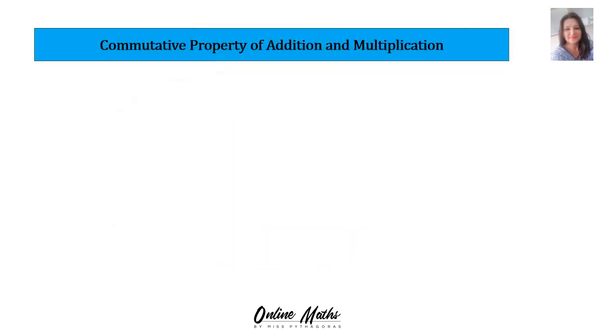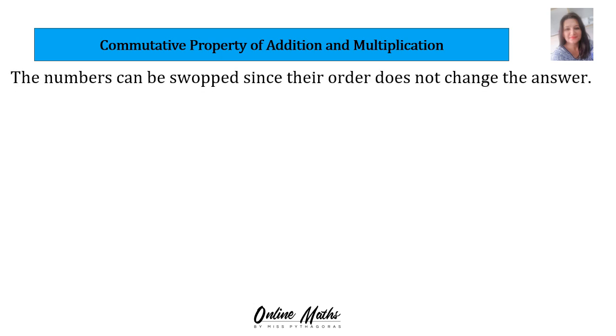I'm going to discuss the commutative property of addition and multiplication. That means the numbers can be swapped since their order does not change the answer. With that I mean, if I give you 71 plus 28, the answer is 99. And if I swap the two numbers around and I give you 28 plus 71, the answer is still 99.